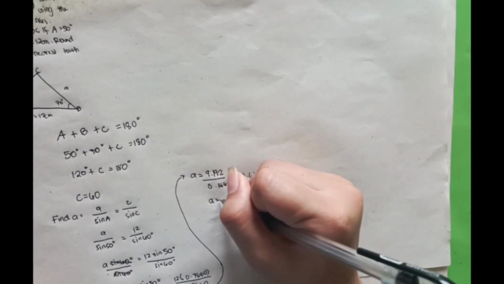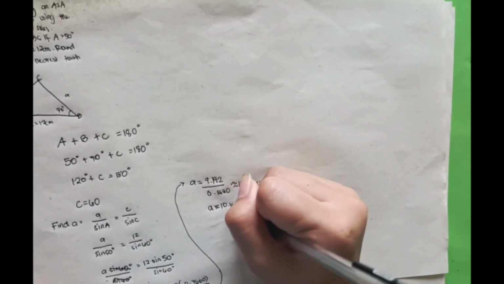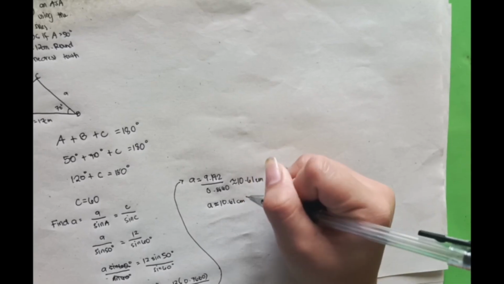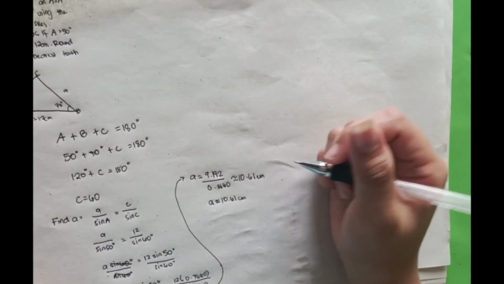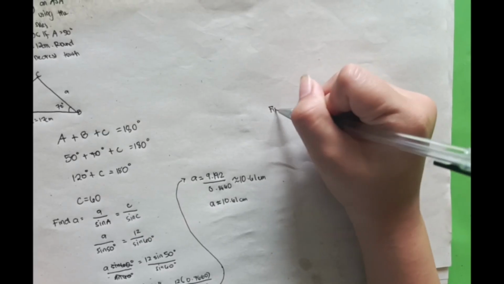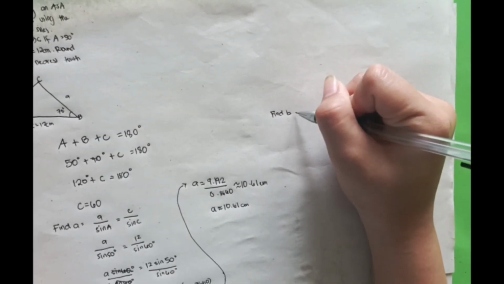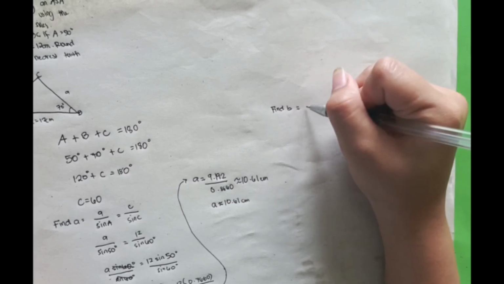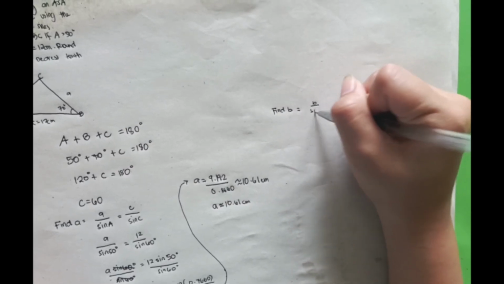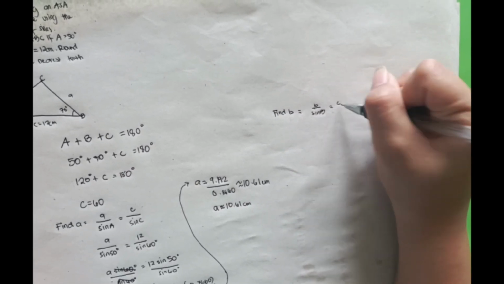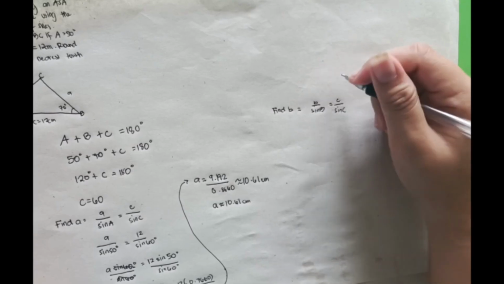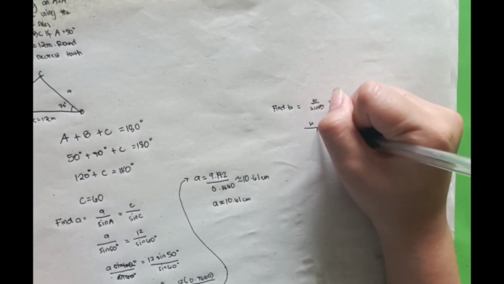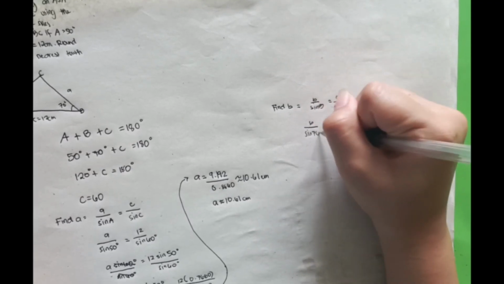Therefore, side A is approximately equal to 10.61 centimeters. Next, we will find side B. First, we apply the law of sines: side B over sine B equals side C over sine C. Next, we substitute the given values.